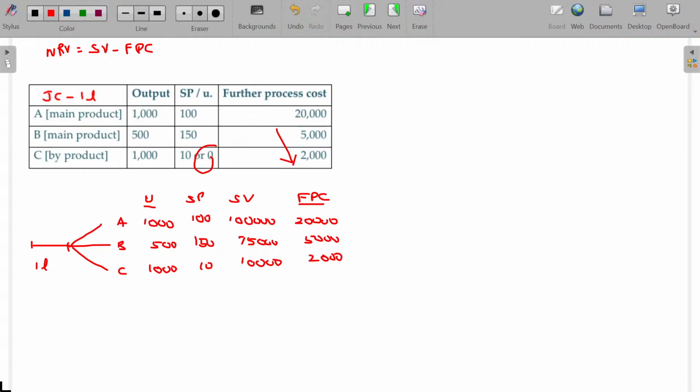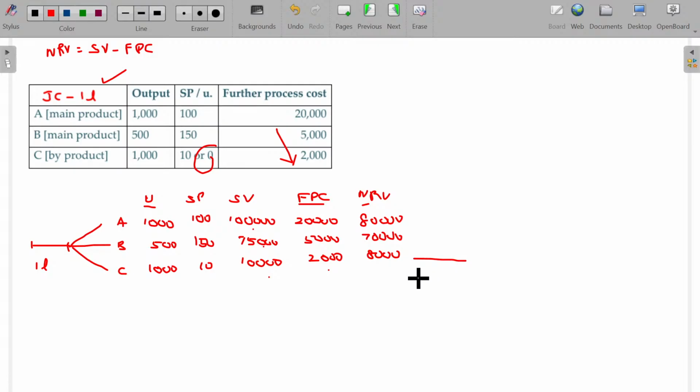Now, the joint cost you have, you know how much? 1 lakh. How can we segregate this to these products? In this case, whatever the amount you recover, NRV. 1 lakh minus 20,000, 80,000 is the NRV. 75,000 minus 5,000, 70,000 NRV. 10,000 minus 2,000, 8,000 rupees.